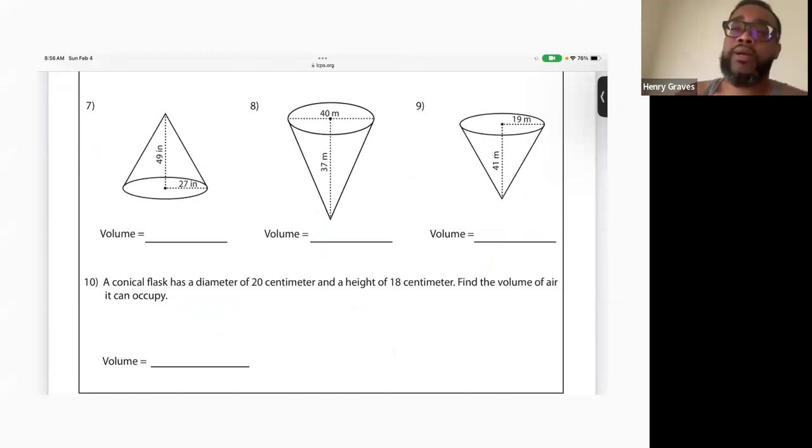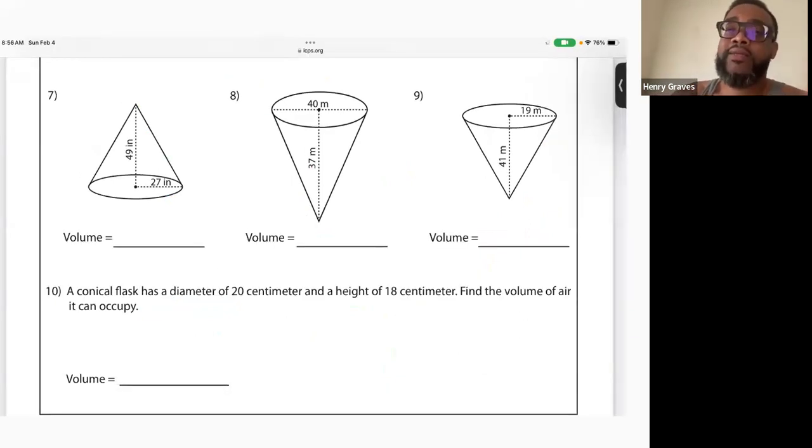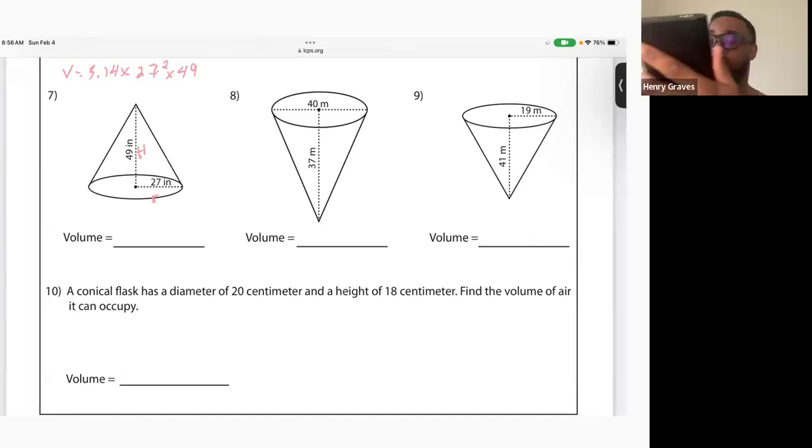This is my height, my radius, right? So my volume is going to be 3.14 times 27 squared times 49 divided by 3. I know I cannot do 49 divided by 3 easily. So I have to do the whole thing the way I did it in the past.